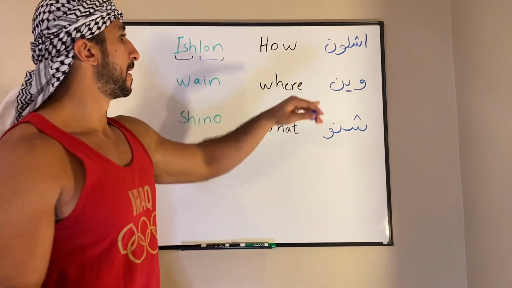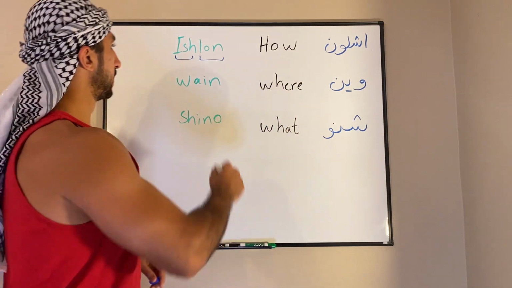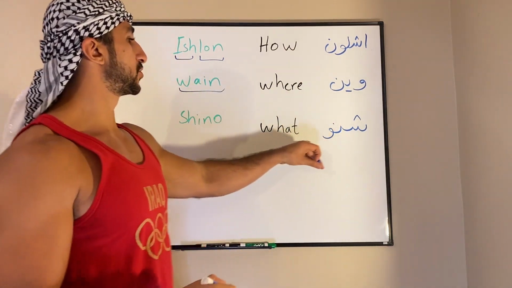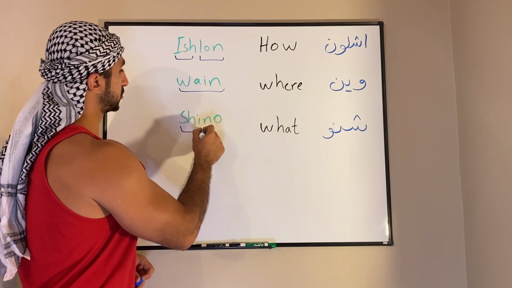Shlon is how. When is where. When, right here, is where. And shinu is what? Shinu.